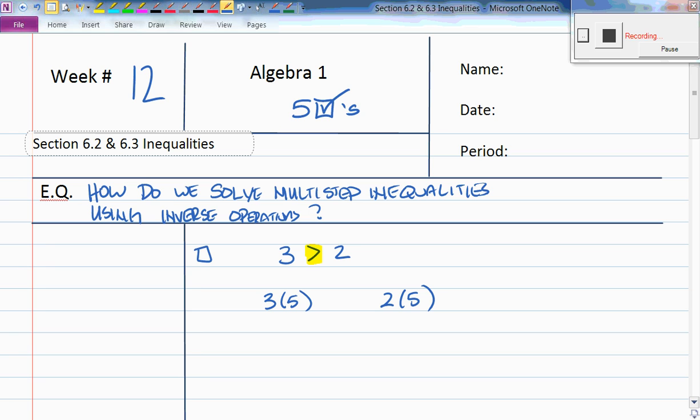So how many agree that this is going to stay the same? Yeah, most people have their hands up. And in fact this is true, right? 15 is definitely greater than 10. You guys agree with that part so far? Okay, good. But now let's do another experiment.